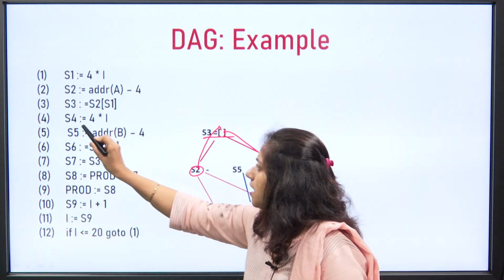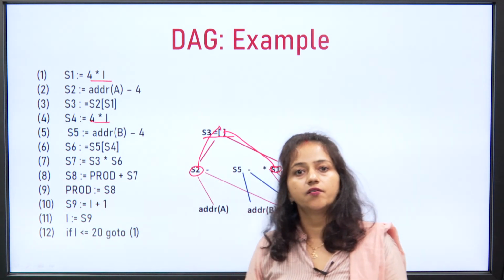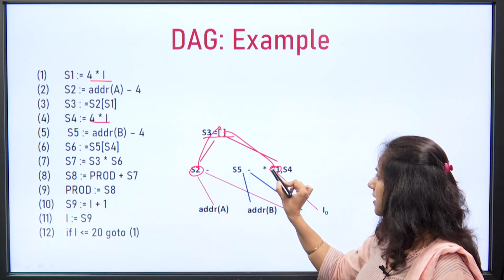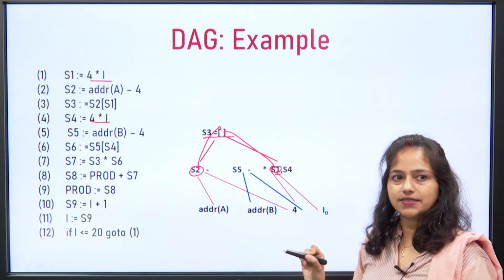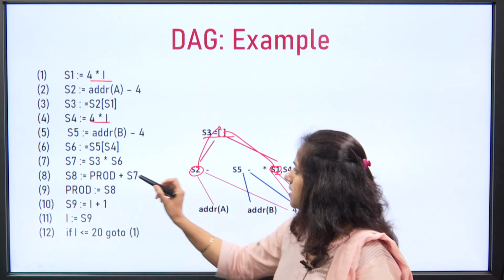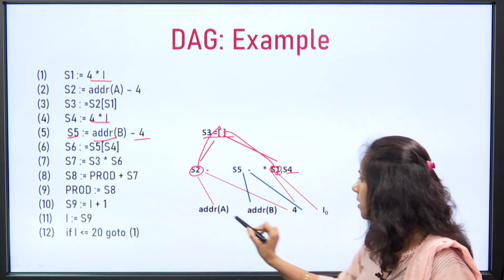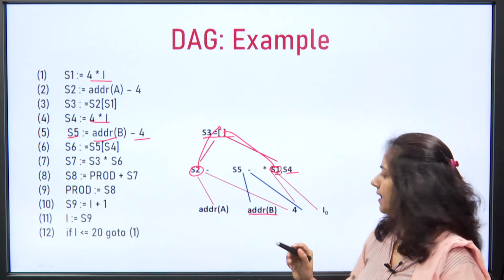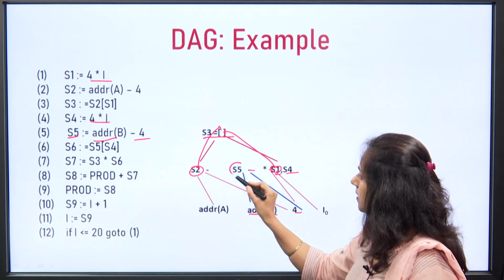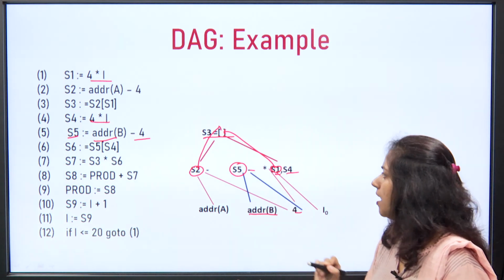Similarly, here we have S4 equal to 4 into i. Here, for the recomputation, we can reuse this computation. 4 and i we have already computed. Here the label is S1, and again we can assign another label to it, that is S4. Now, next is S5, which is address of B minus 4. So, this is address of B and then minus 4. So, minus will be here, and then the label, that is S5, means this result will be stored in S5.